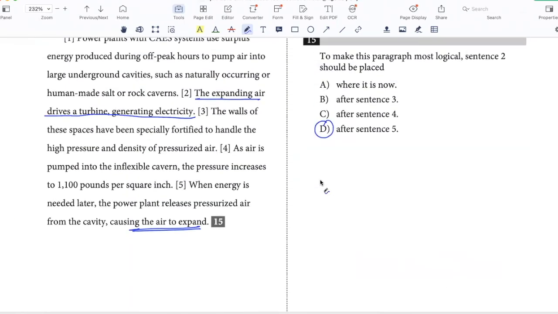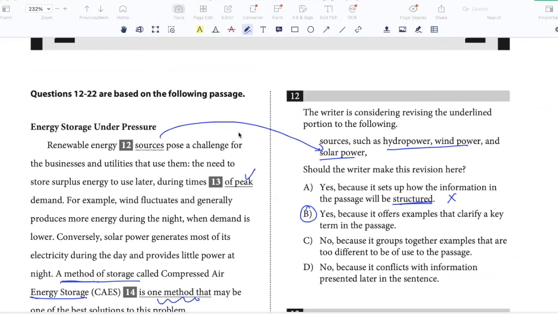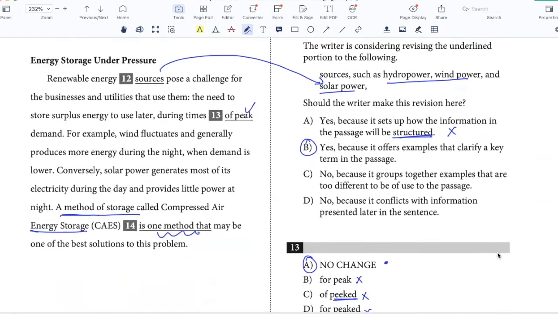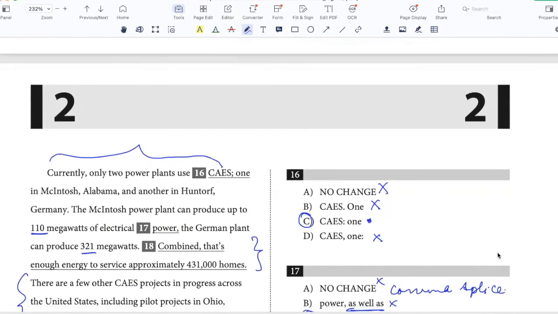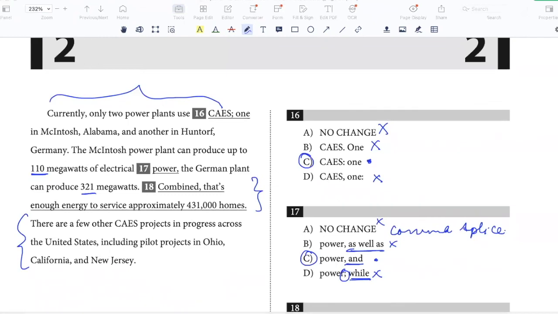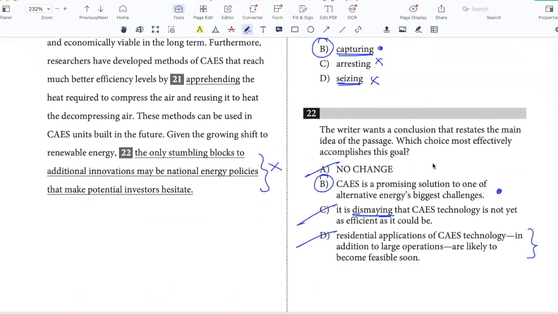Okay, let's grade this. April 2018, question 12. BADDC, and CACDBB. Okay, great. So we got all correct.